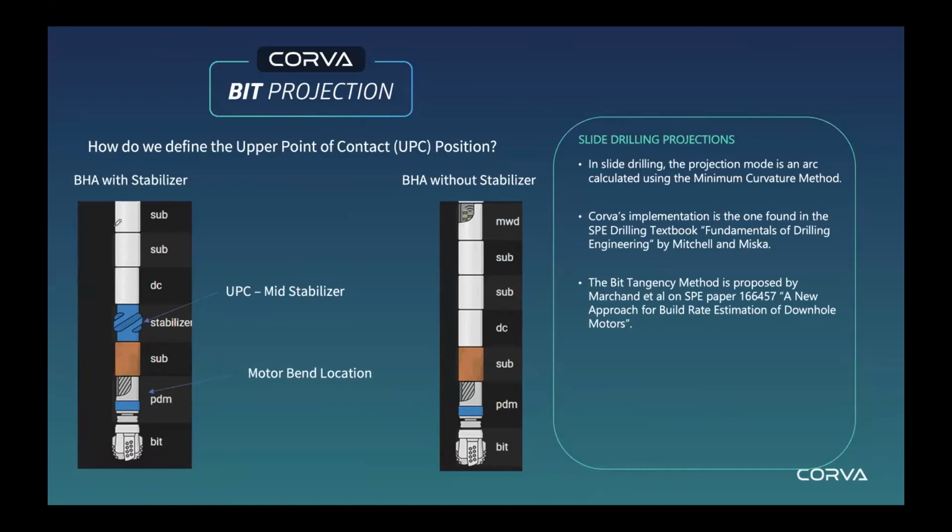So our upper point of contact on this BHA with a stabilizer would be this top stabilizer here, which is above your motor. We also already have motor bend information, so therefore we can calculate our L1 and L2 values. And then on a BHA without a stabilizer, we do the same thing. We look at upper point of contact, which in this case will be the top of the motor, calculate our L1, L2 values, plug those into our bit tangency method, and then we can get a pretty decent approximation of motor yield.